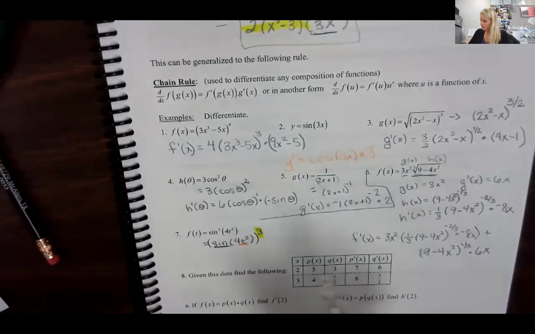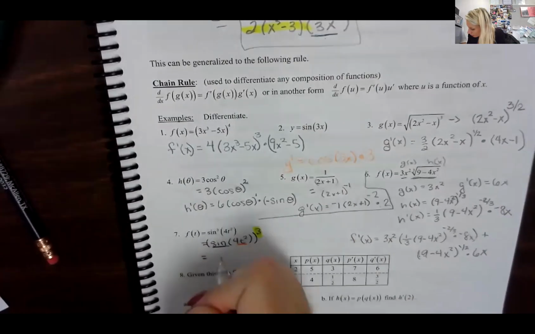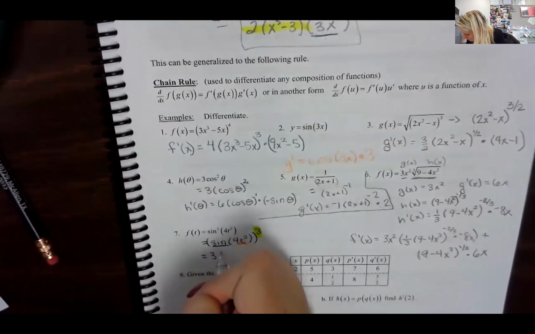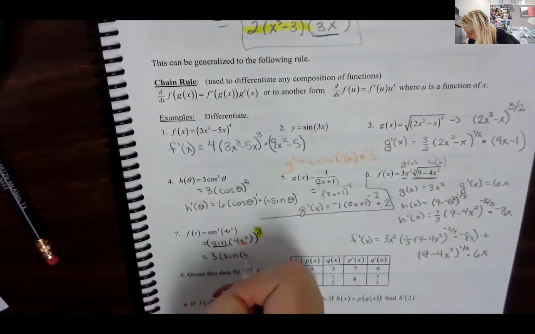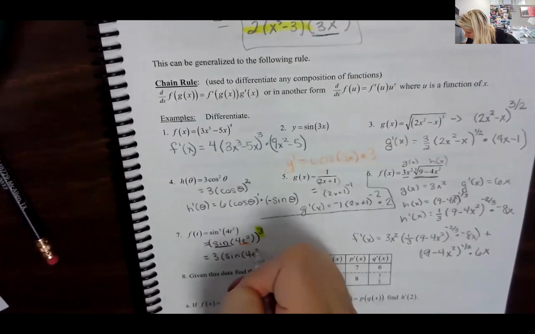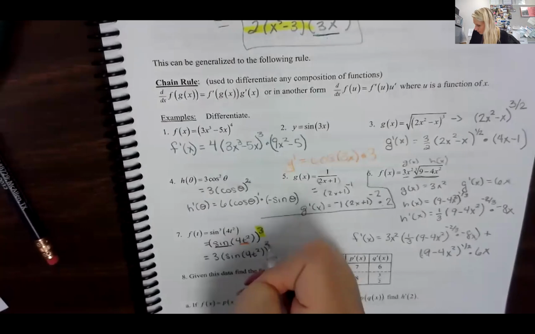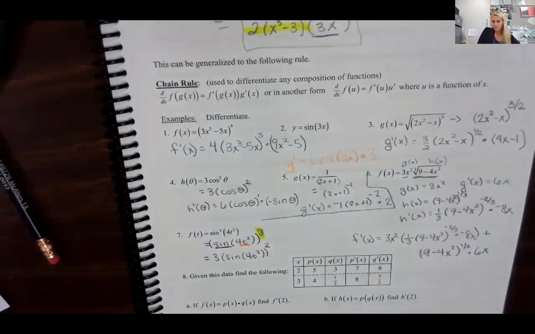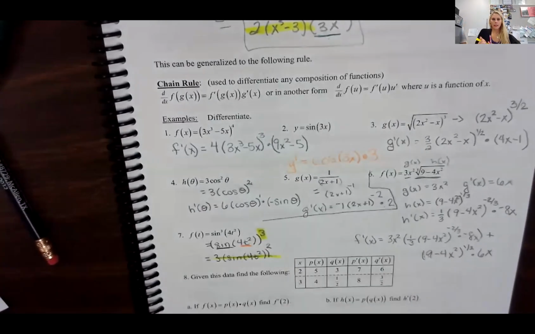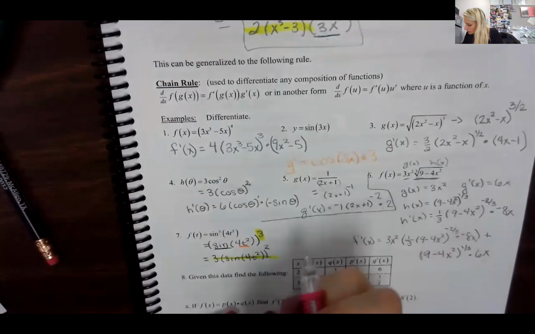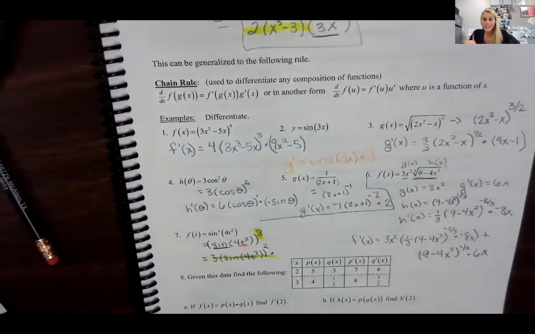Okay, so ready? We're going to do the outside first. The outside is just a power rule. So we bring the 3 out front, keep everything inside of that the same. And don't forget to subtract 1 from that exponent. So that right there, that is the derivative of the outside. Now we multiply by the derivative of the next doll, the next function.